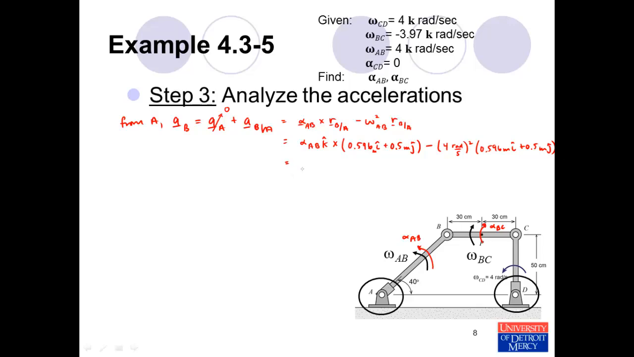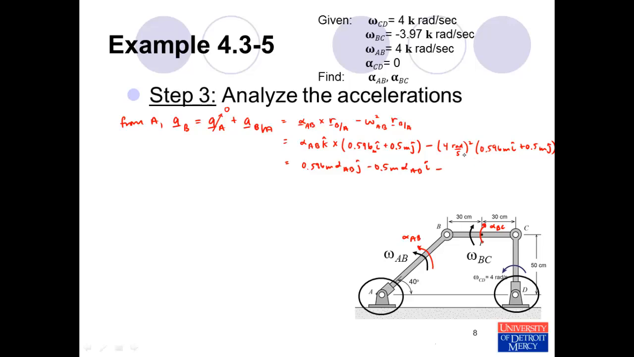Okay. So that's the setup. I'm going to go very quickly through the math since it's a little tedious and we know how to do that. But the result of this cross product is 0.596 alpha AB in the positive J direction minus 0.5 alpha AB in the negative I.